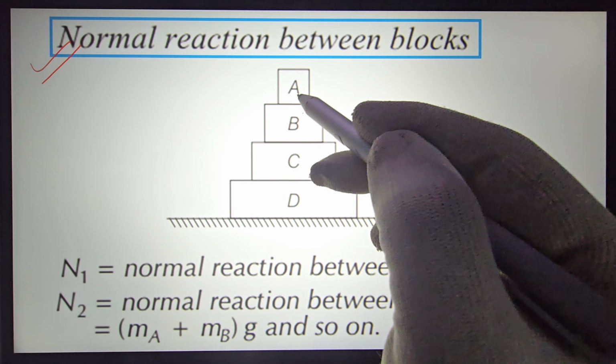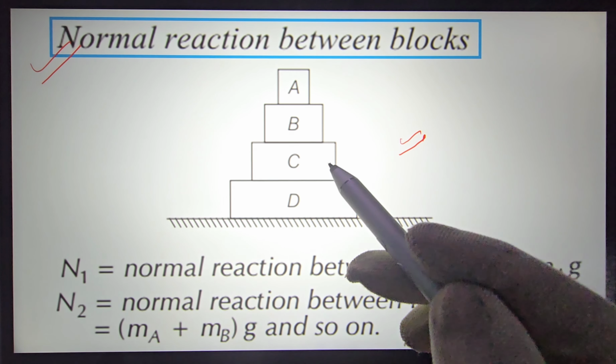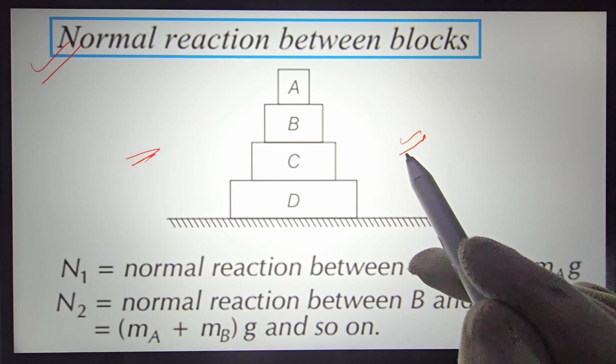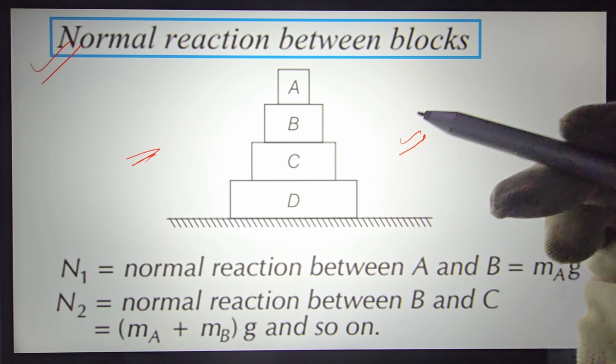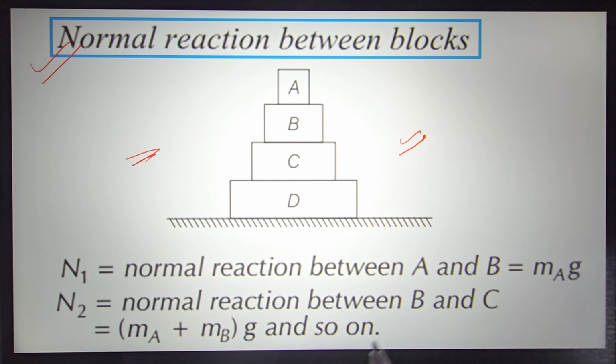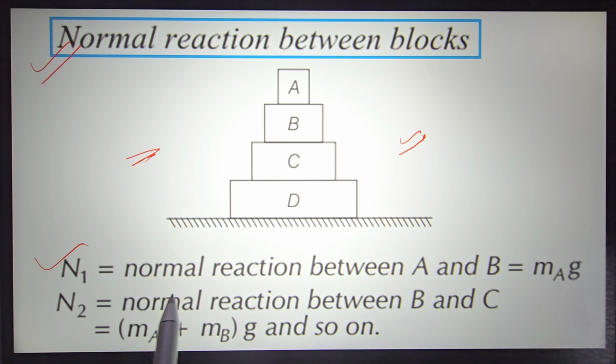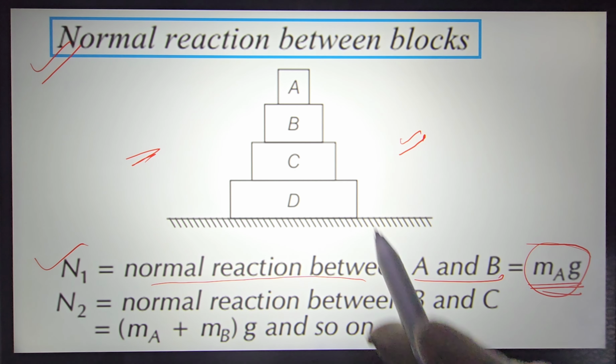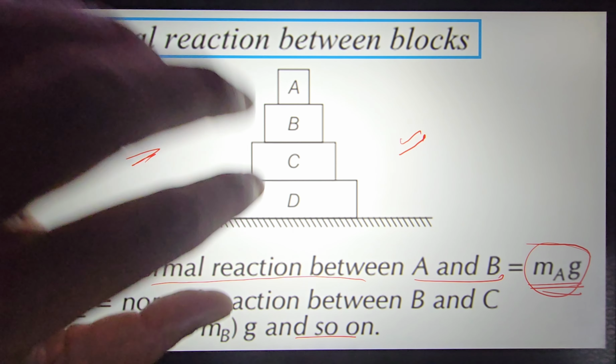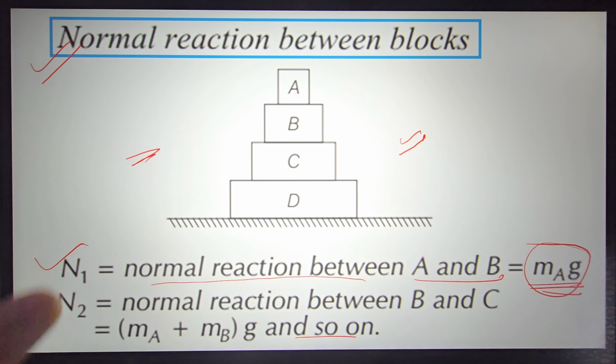There are different blocks A, B, C, D. Keep in mind that if more than two blocks are placed one over the other, as in this figure, on a horizontal ground, then the normal reaction between two blocks will be equal to the weight of the blocks over the common surface, right? Suppose N1 is the normal reaction between A and B, which is m into g, because against gravity this is the weight, and N2 is the normal reaction between B and C, which is nothing but (MA plus MB) into g, and so on. So we can calculate these values. If we are calculating normal reaction for more than two blocks, then this concept comes into the picture, right? So this is the thing we should remember.